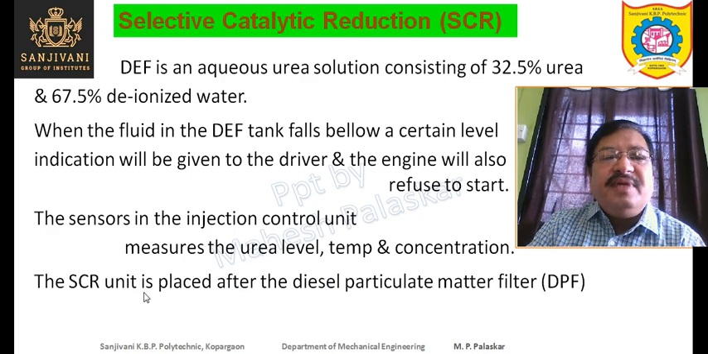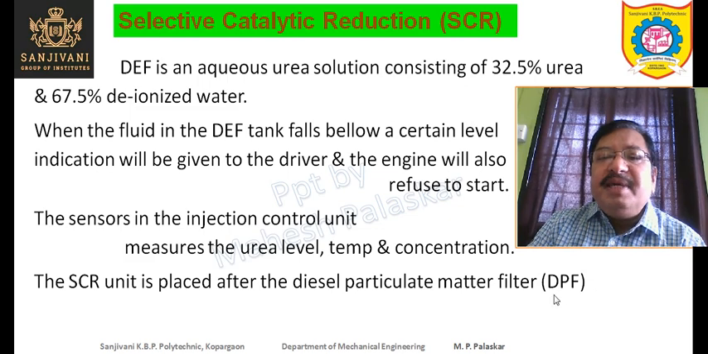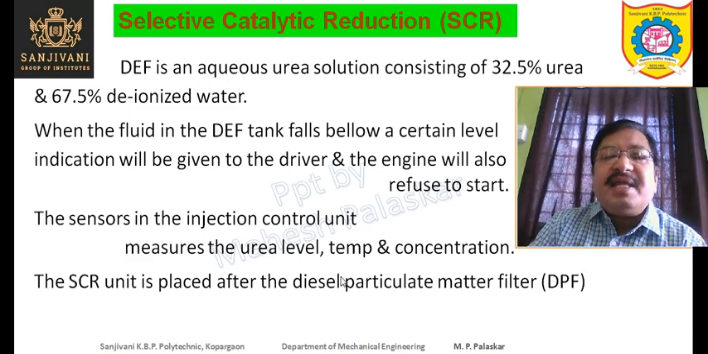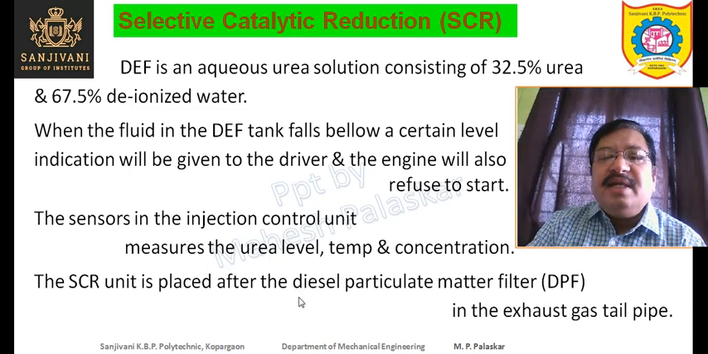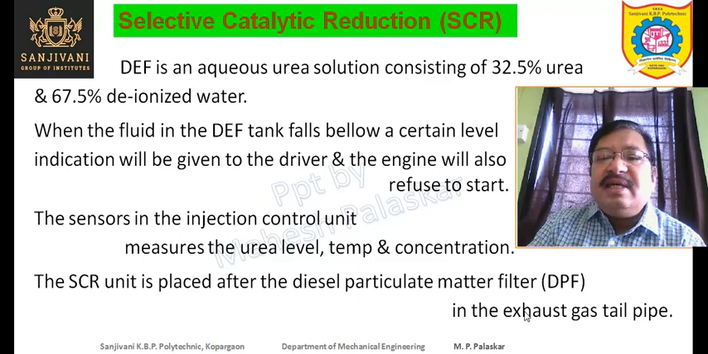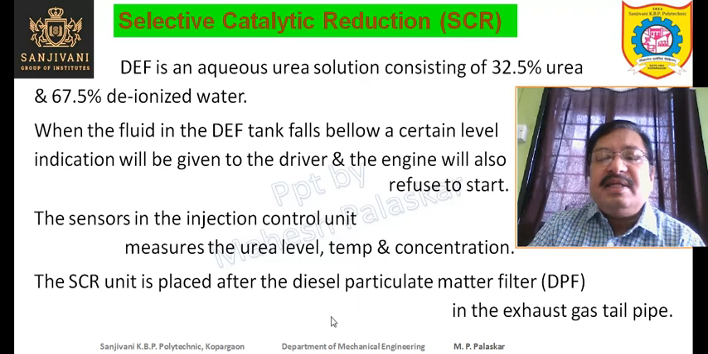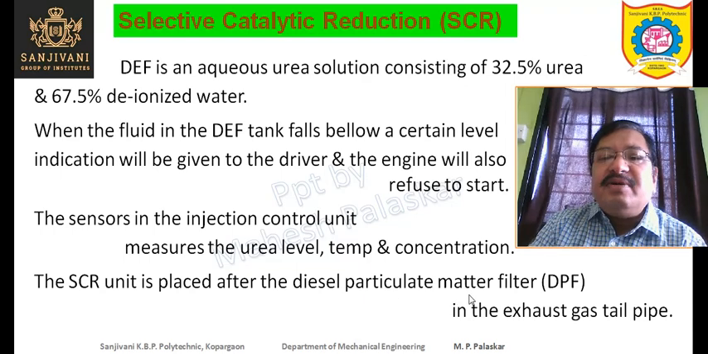The SCR unit is placed after the diesel particulate matter filter. So we are also using this DPF, that is diesel particulate matter filter, and after that we are installing this SCR unit. So it is installed in the exhaust gas tail pipe. SCR unit is installed in the exhaust gas tail pipe after the diesel particulate matter filter.